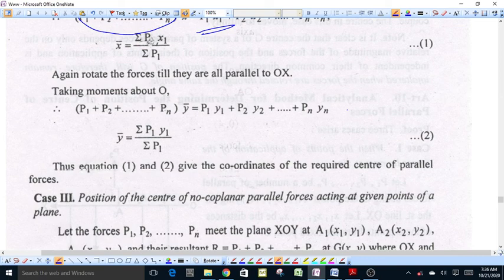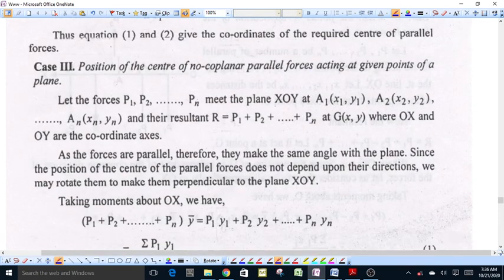Moment of first force P1 will be equal to P1 y1 plus P2 y2 plus Pn yn. From this equation, y bar comes out to be summation Pi yi upon summation Pi.